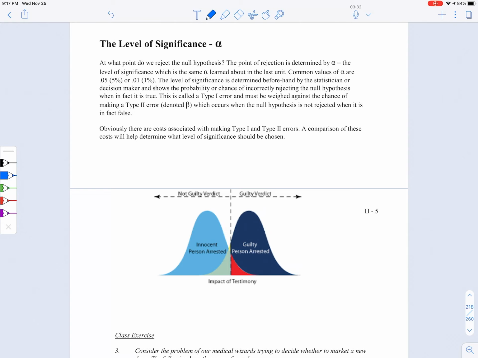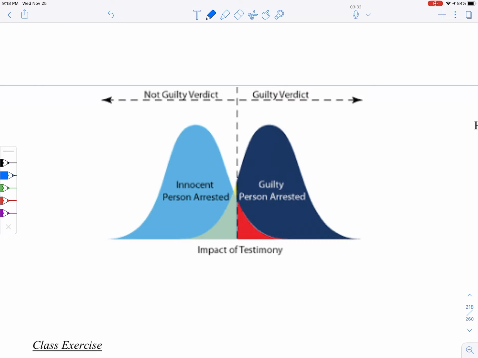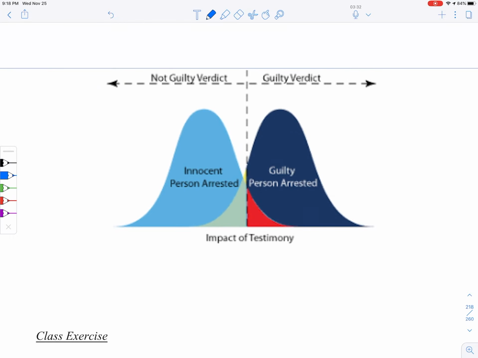So alpha is the level of significance. And usual levels of significance are 5%, or 1% if you want to be 99% confident, or 10% if you want to be 90% confident. Well, how do you decide that? How do you decide whether your alpha should be 5% or 10% or 1%? It has to do with this whole concept of what we call type 1 and type 2 errors. And so let's take a look at how that works.